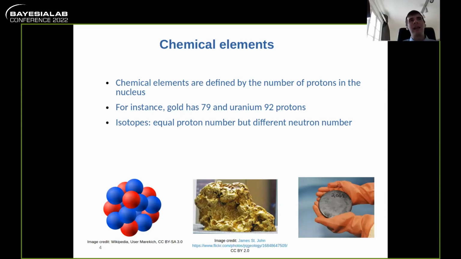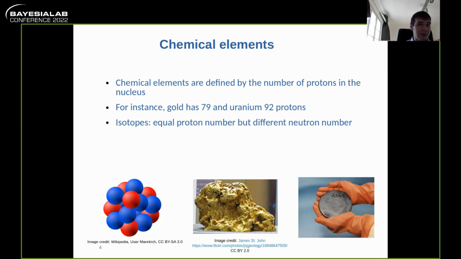If we look at different elements and their cores, they are distinguished by the number of protons in the nucleus. Just to give you an example, gold has 79 protons, and uranium has 92 protons. One element can appear in different varieties, which are distinguished from each other by the number of neutrons. Here, just as an example, you see some gold. I guess this looks familiar. On the bottom right, the picture is uranium.